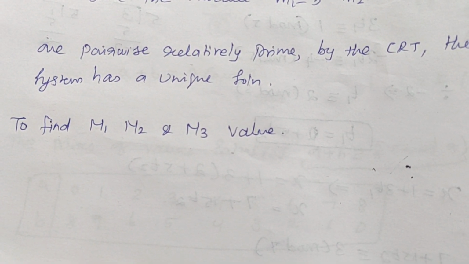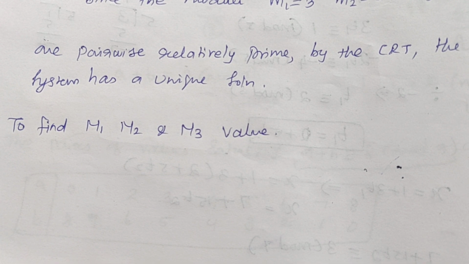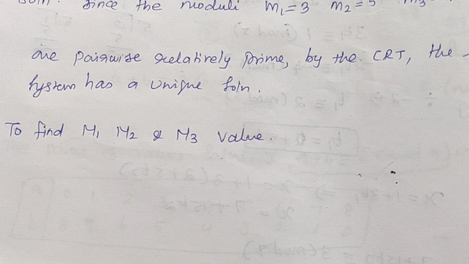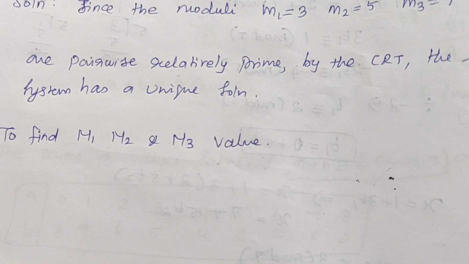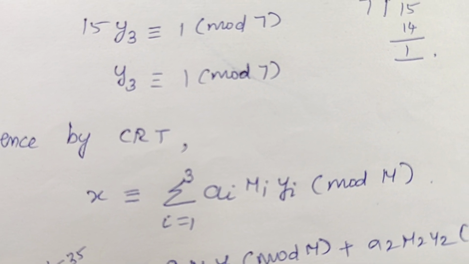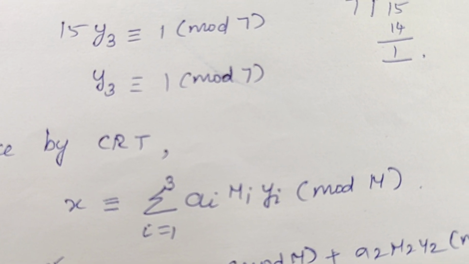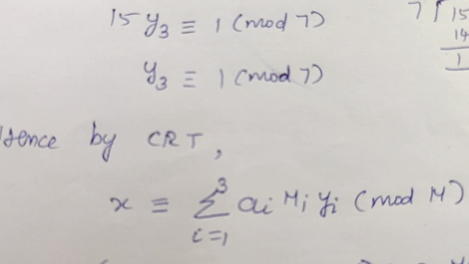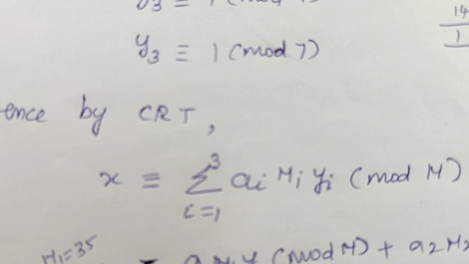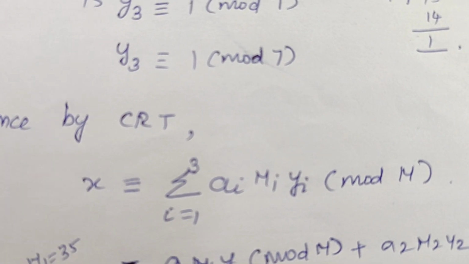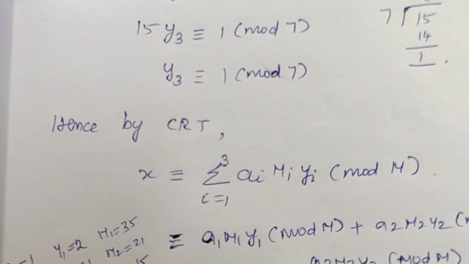The first step is to find the capital M1, M2, M3 values. In the second step we find the values of y1, y2, y3. In the third step we find the value of x by using the formula x equal to the summation, i varies from 1 to 3, of ai Mi yi, mod capital M. Here in the Sun Tzu's linear system of congruences we have 3 equations, that's why i varies from 1 to 3.